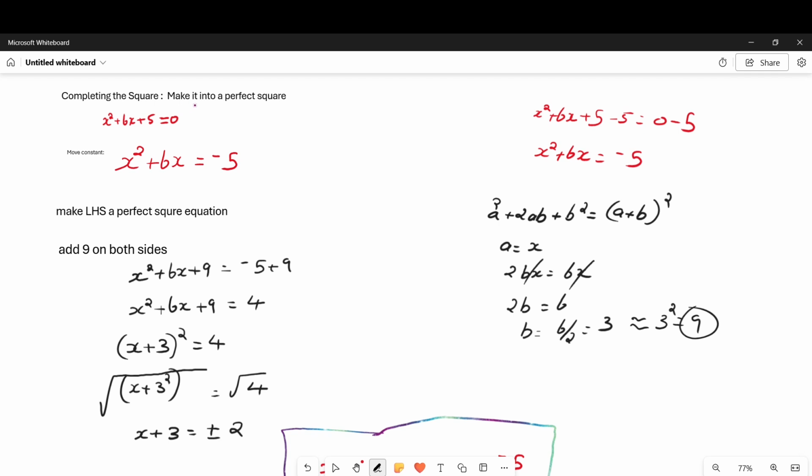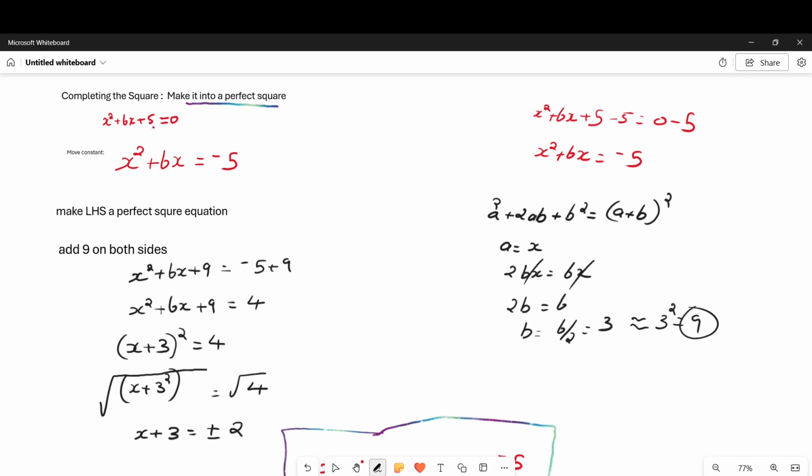Okay, the next method is completing the square. What is it? We make the left hand side into a perfect square. As an example, x square plus 6x plus 5 is equal to 0. This is a quadratic equation. What we're going to do is remove the constant. Just look at the left hand side first: x square plus 6x plus 5. Is it a perfect square? No, it's not a perfect square.